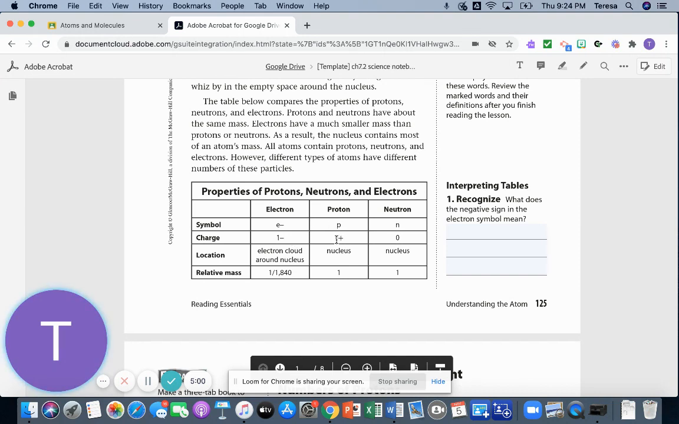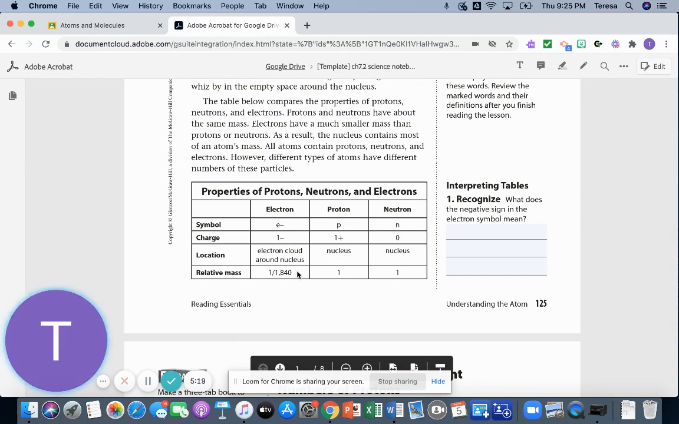Protons are +1, or 1 followed by a plus sign. And neutrons are neutral, so they have no charge, so there is a 0 there. The location of the electrons: electrons are found in the electron cloud around the nucleus. Protons are in the nucleus, and neutrons are also in the nucleus.